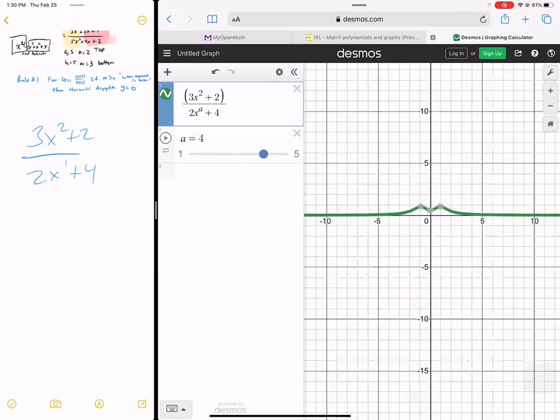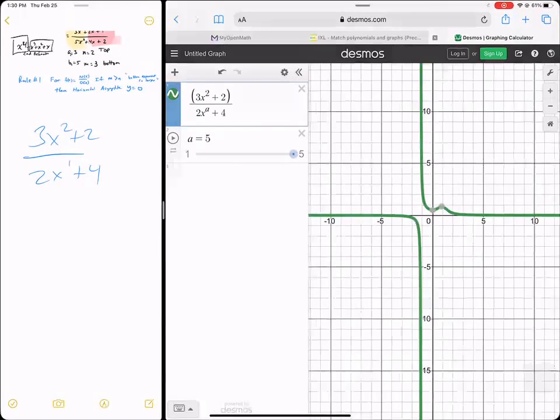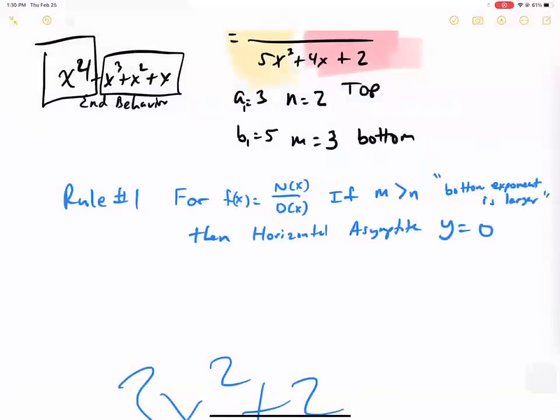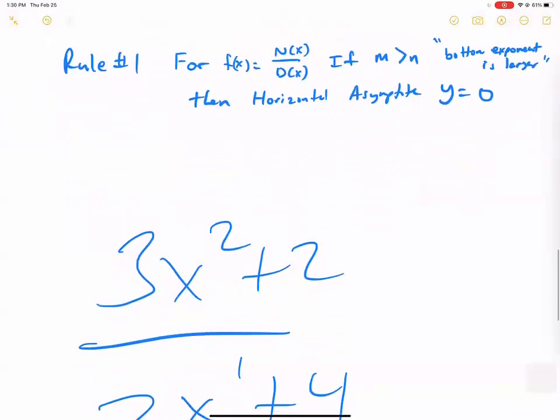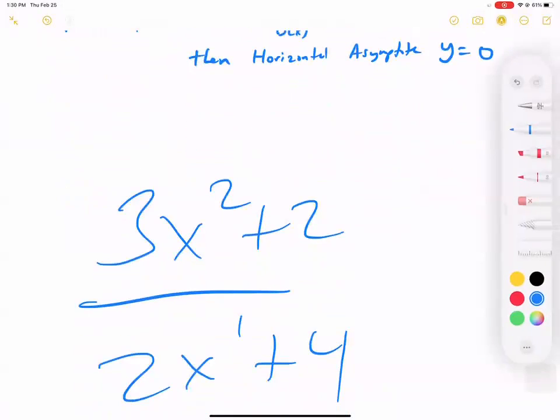What if it's 4? Still 0. What if it's 5? Still 0. Okay, I can stop now. Here is the simple rule. If your denominator has a larger exponent than the top, we automatically have a horizontal asymptote and it's always going to be 0. Now, why is that true? Why can you guarantee me it's always 0? It's actually a pretty cool trick, and let me go ahead and show you guys why.